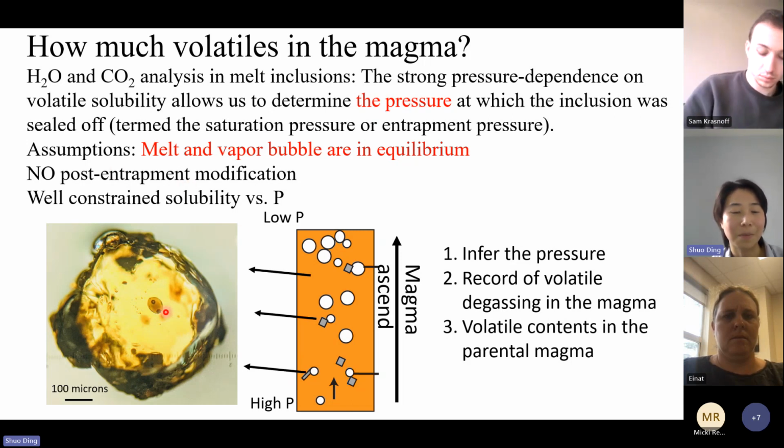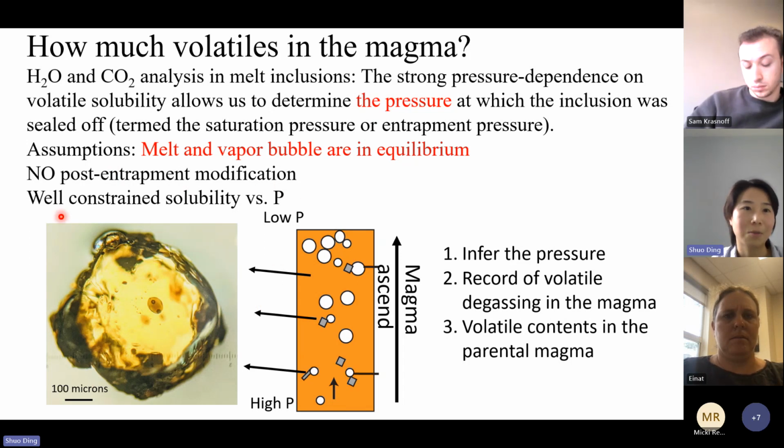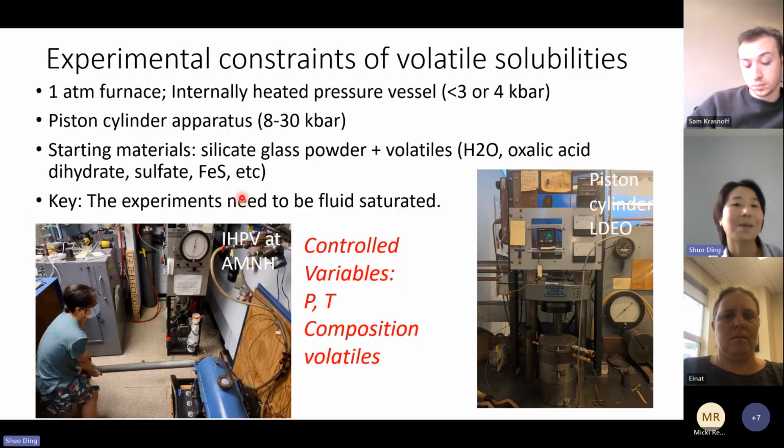In order to use the CO2 and water concentration to infer the pressure, we really need to know this relation really well. So how do we constrain this? This then comes to another approach, which is very important both for understanding the behavior and for constructing any degassing model: we do high temperature experiments, usually at different pressures, to simulate the conditions and really study the volatile degassing.